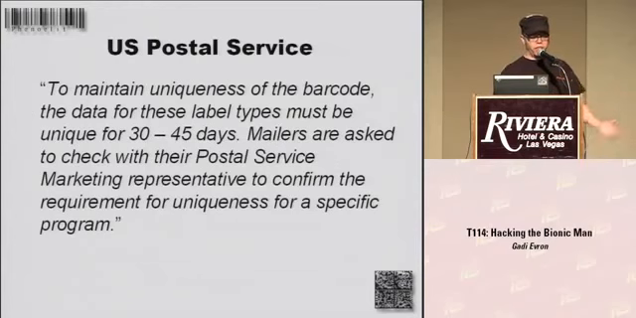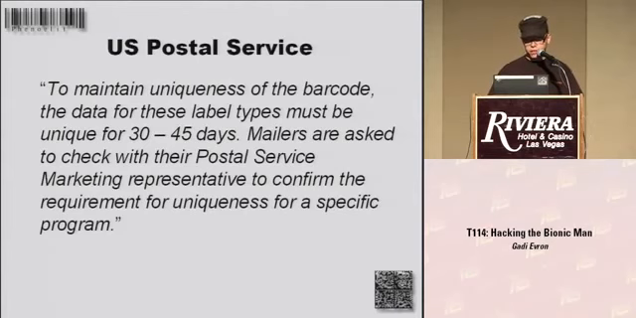Now, this unique identifier could be a problem because we're not able to predict it, but then in the same specs it says, to maintain the uniqueness of the barcode, the data for these label types must be unique for 30 to 45 days. Mailers are asked to check with their Postal Service marketing representative to confirm the requirement for uniqueness. So, it's absolutely random. It doesn't really care.